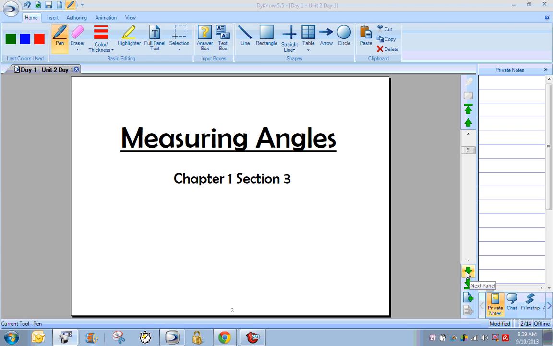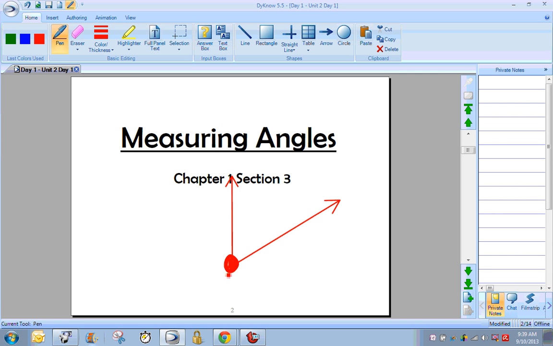Here we go. So today we're going to deal with measuring angles. What is an angle? Somebody tell me what an angle is. What is an angle? Does this make an angle? Yes. If it connects, but does that make an angle? Yes. What is an angle really just saying? I have two rays that meet at a point.